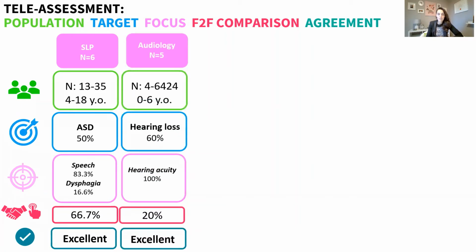For the audiology studies, we have 5 of them, and they included anywhere from 4 to 6,424 children aged 0 to 6 years old. In 60% of the studies, those children had hearing loss, and for all of the studies included in this review, the focus was to assess hearing acuity.